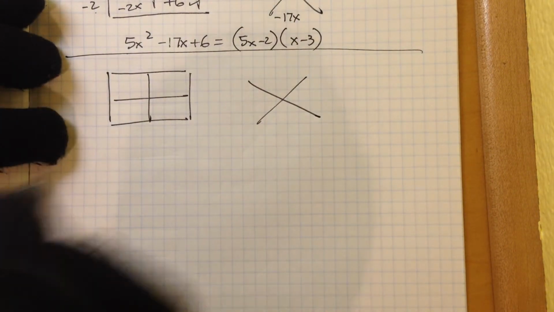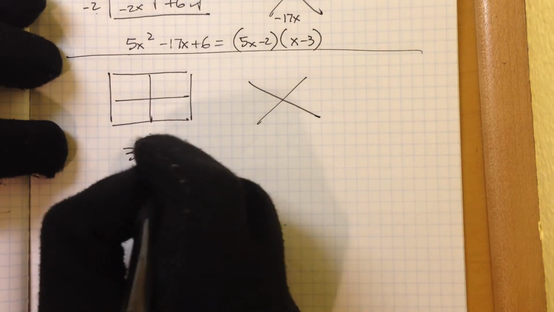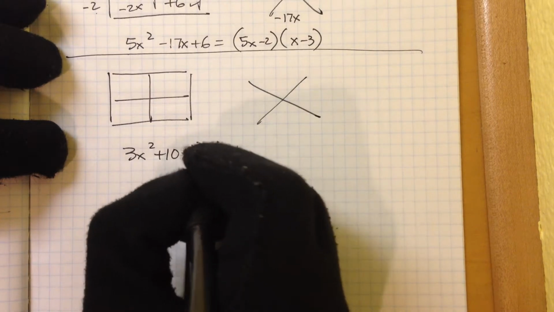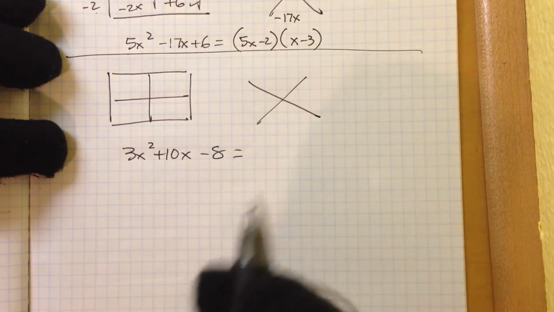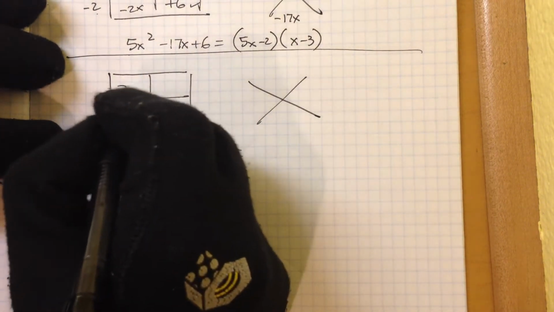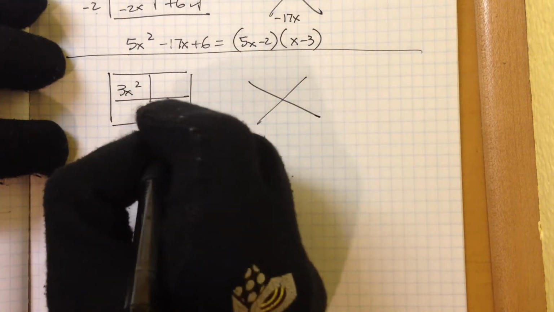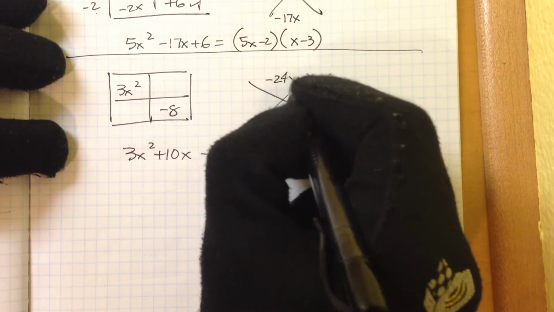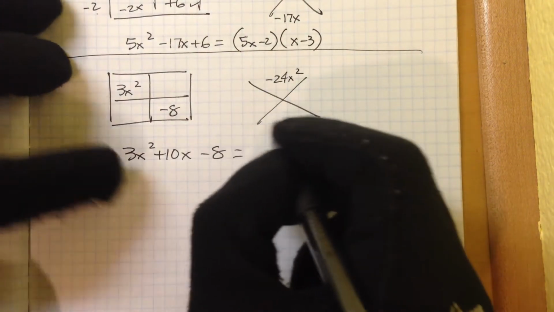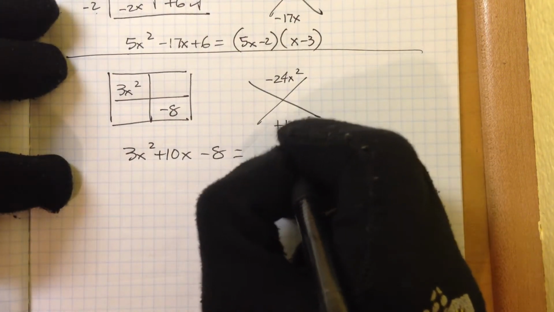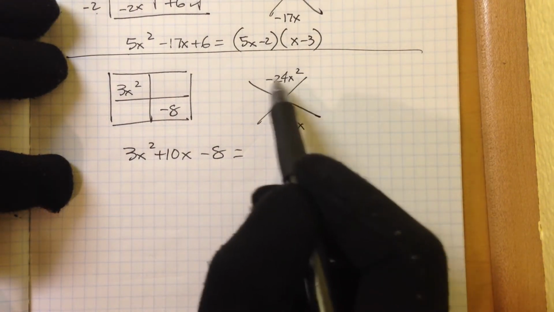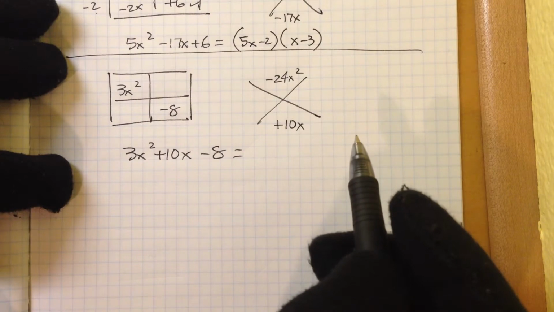How about 3x squared plus 10x minus 8? Okay, first term, first box. Last term, last box. Product of the first and the last, negative 24x squared. My middle term downstairs, positive 10x. Okay, what are the factors of negative 24 that give me a positive 10?